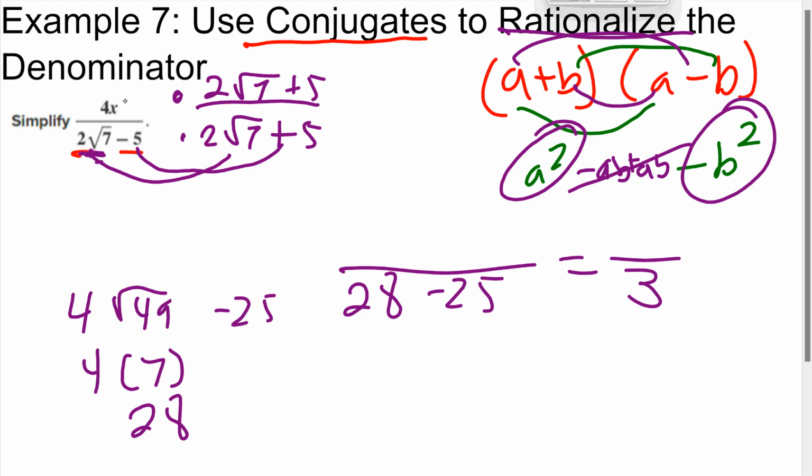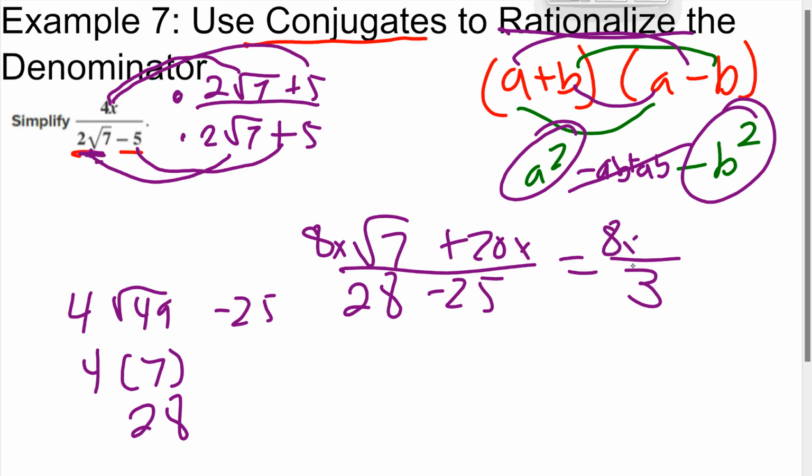Now what I have to do on top is FOIL that, right? So 4x times 2 root 7. Well, the root 7 is not going to matter because the 4x is not inside a root, right? So I just take 4x times 2, which is 8x, so 8x root 7. 4x times 5 is just 20x. I can't combine these because this has a root 7 and this doesn't have root 7. So it's just going to be 8x root 7 plus 20x all over 3.